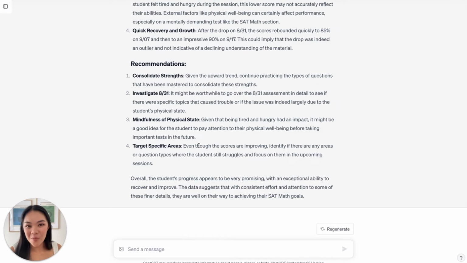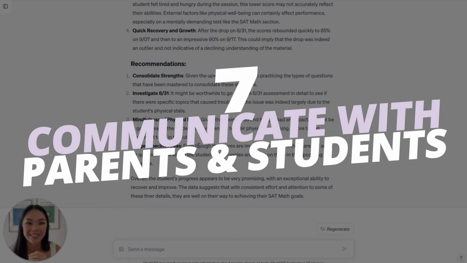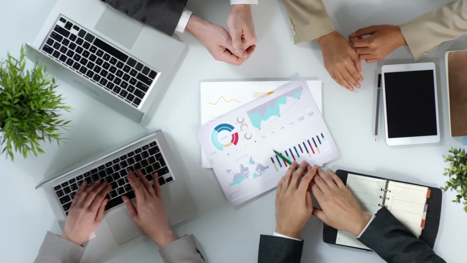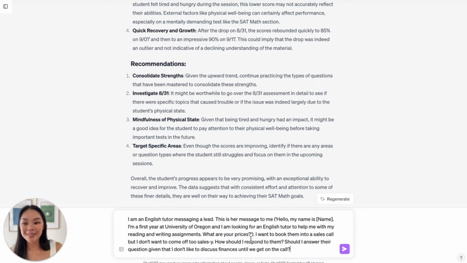Another amazing way to use ChatGPT as a tutor is to communicate with your parents and students. Let's say you're a tutor who's just starting out in your business and you're getting leads into your business. People are interested in having you as their tutor, but you're not necessarily sure how to message them back. What you can do is you can actually ask ChatGPT how to best approach these conversations.